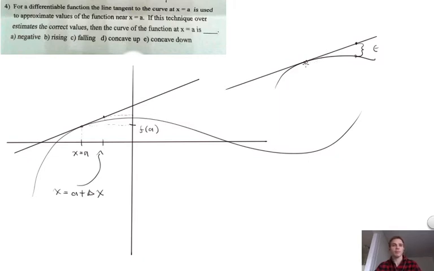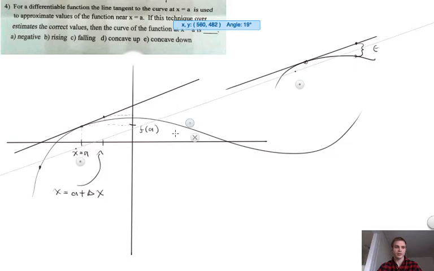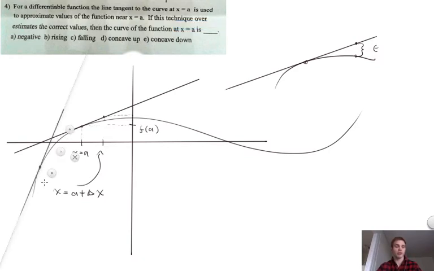But what does this mean in terms of our question? It says if this technique overestimates the correct values, which is what we have depicted here, then the curve of the function at x equals a is negative. Is the curve negative? Could we have an overestimate here? If this is x equals a and we draw a tangent, let me use the ruler. Ugh. Can't draw straight lines. It's just not possible. That's why I really love this sketchbook. So can we overestimate when the curve is negative?